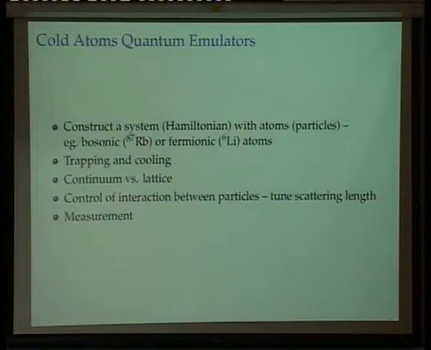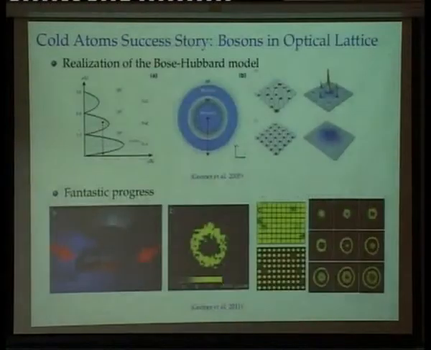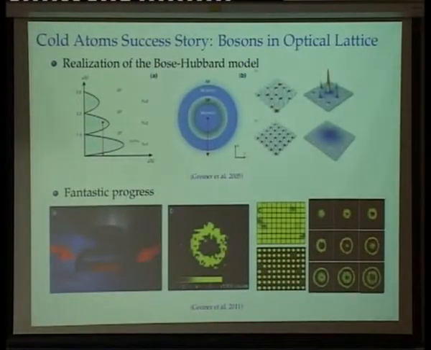So as I said, there are various difficulties, and one way to address some of these difficulties is to try to create systems where the Hamiltonian is designed by you, and you also try to, in parallel, build a theory for what you're going to see. So the idea is you create a system in which the particles are atoms, such as bosonic rubidium or fermionic lithium. You trap them and cool them, and you create some problem where you address a problem in the continuum or on a lattice. You control the interaction between the particles, such as tuning the scattering length between them, and then you do a measurement. So these are quantum emulators, and these have seen quite remarkable success in the last few years.